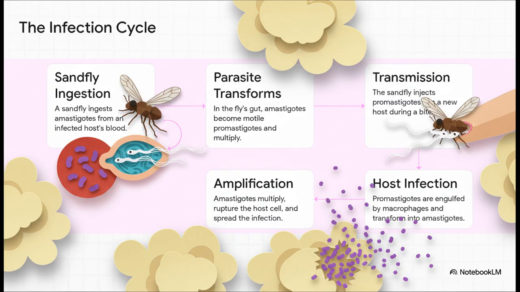Then, when that infected fly bites a human, it injects these swimming promastigotes into our skin. Our immune cells, the macrophages, rush in to eat them. But that's exactly what the parasite wants. It's a Trojan horse. Once inside our cells, it transforms back into the amastigote form, multiplies like crazy, bursts the cell open, and then goes on to infect more cells.